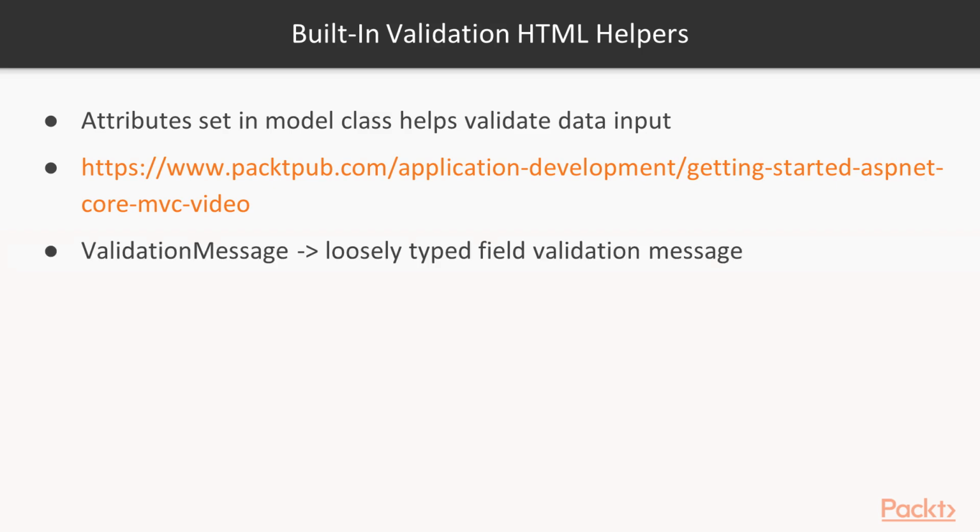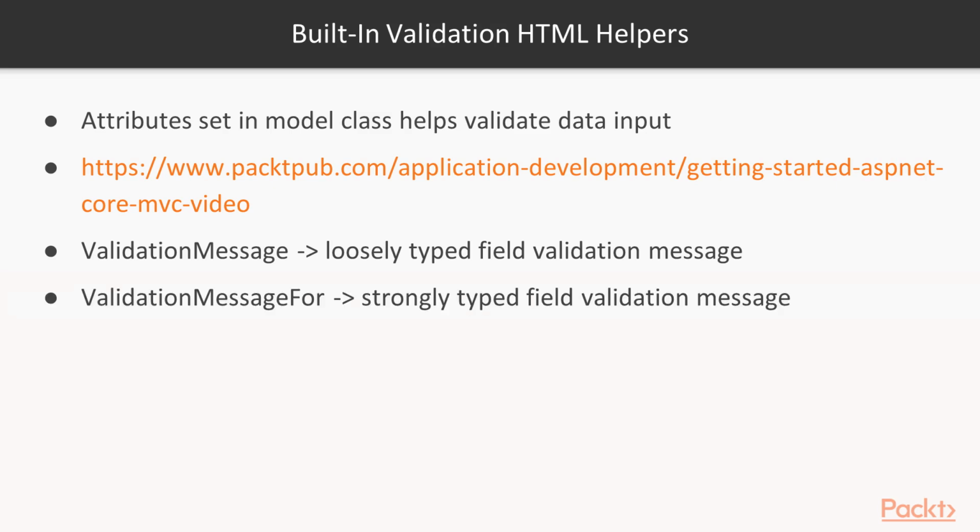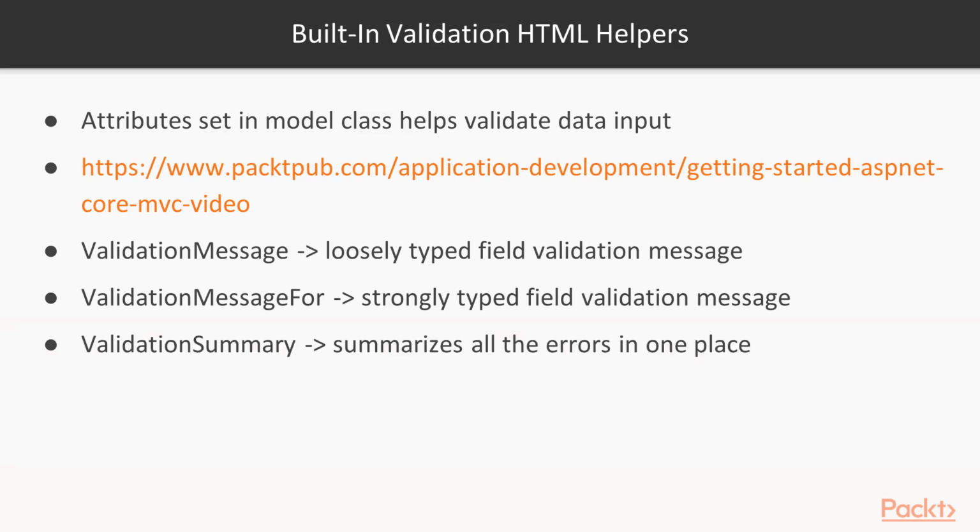We have ValidationMessage, which is a loosely typed HTML helper to display an error message for a particular field's input validation failure. ValidationMessageFor is a strongly typed helper to display an error message like ValidationMessage, again for a particular field's input validation failure. ValidationSummary will summarize all the errors in one place, nicely formatted.